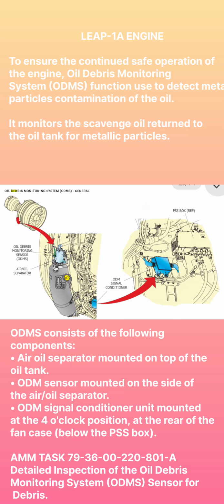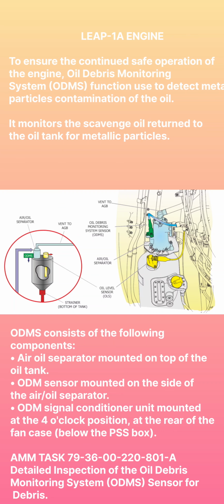Basically, the ODMS consists of the following components: the air oil separator mounted on the top of the oil tank, the ODM sensor mounted on the side of the air oil separator on the oil tank, and the ODM signal conditioner unit mounted at the 4 o'clock position at the rear of the fan case, just below the PSS box, the pressure subsystem box.